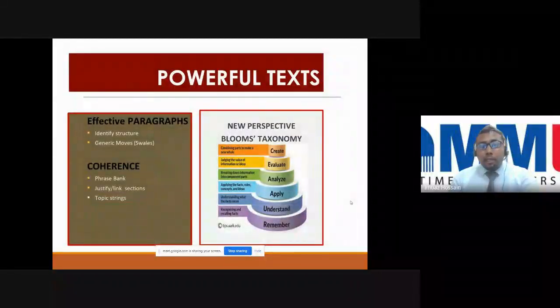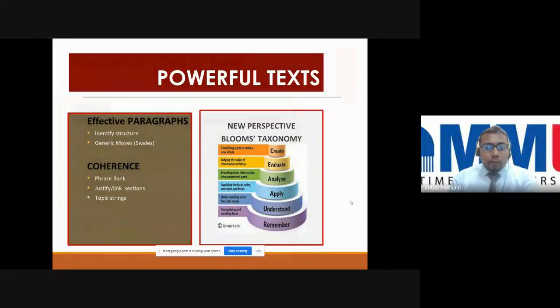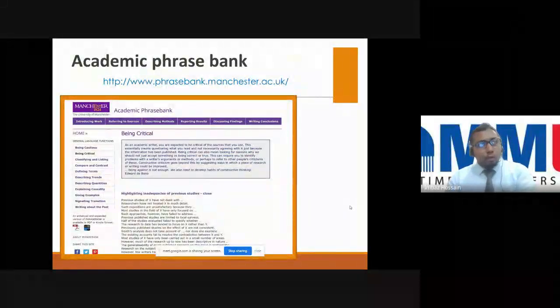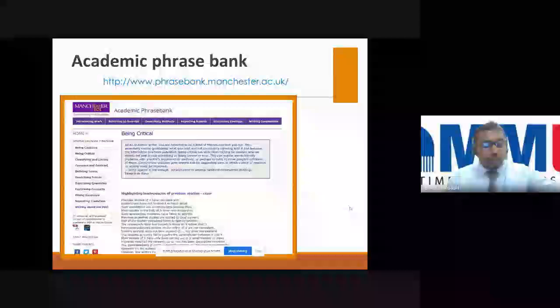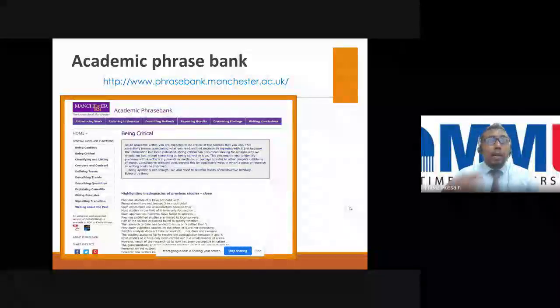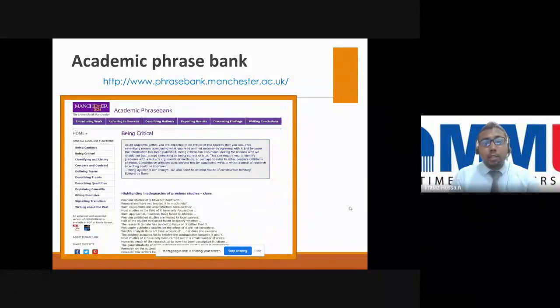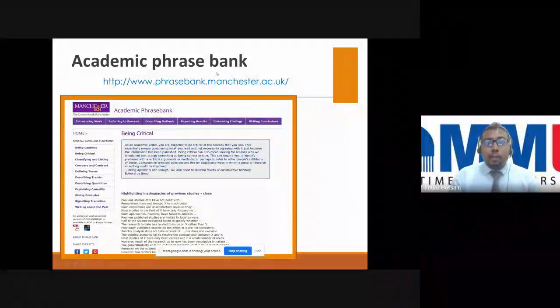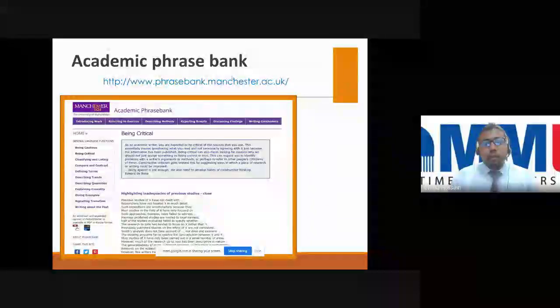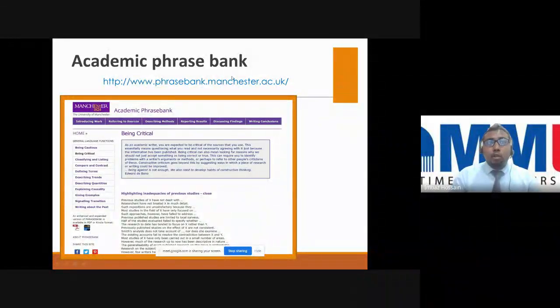I'm suggesting one, the Phrase Bank. This is the Academic Phrase Bank. I also used it when I started my research career. Sometimes I felt like my tone was not academic, and I was blank about which sentence I should start with. Then I took help from this academic phrase bank. You can find it easily on the website. You just search for the academic phrase bank. You can download it if you need. I also can share. I have it in my folder.